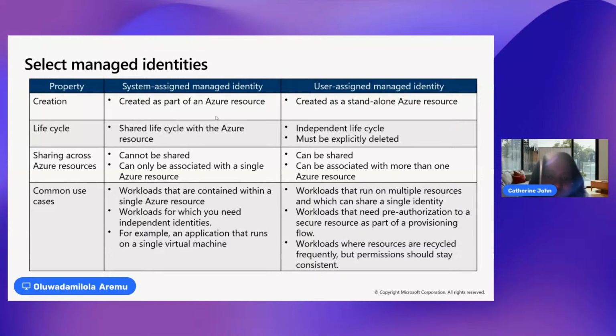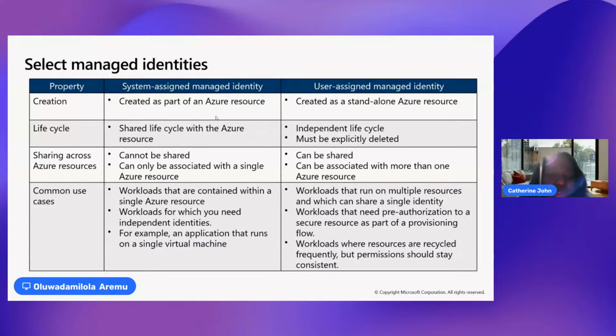Why in user-assigned managed identity, under that table, you can use it for workloads that run on multiple resources, which can share a single identity. Let's say, for example, you have an Azure VM, you have SQL and all that. No matter the applications, you can equally use that identity, that user profile they created for you. You can use it on all of that. But if it's system-assigned, it's just for that particular system, it cannot be shared with another system. For example, an application that runs on a single virtual machine.